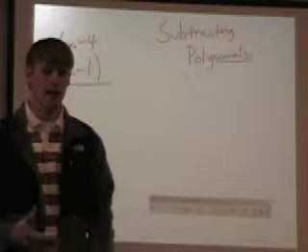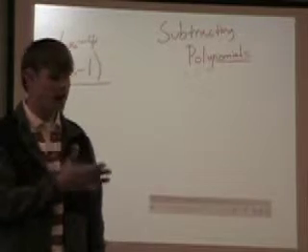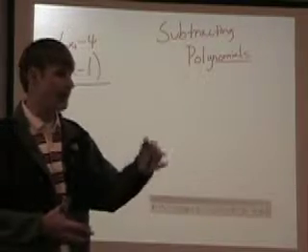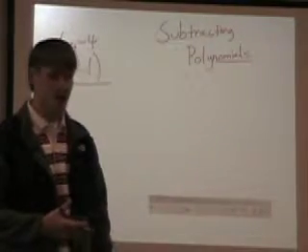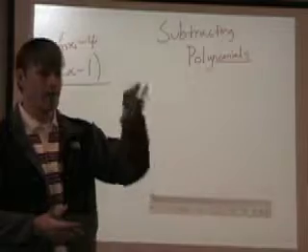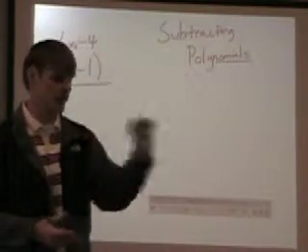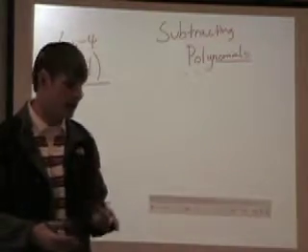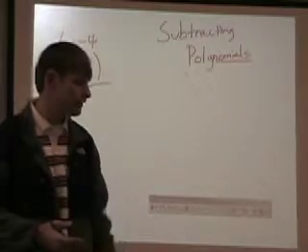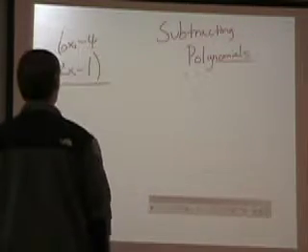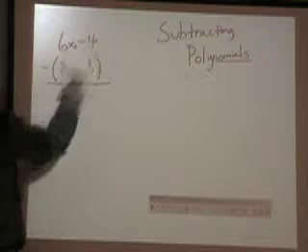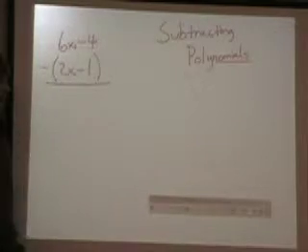Alright, so today we're going to subtract polynomials. Up to this point we've only added polynomials. In today's lesson we're going to learn that if we have a polynomial minus a polynomial, whether it's a trinomial, binomial, monomial, we're going to learn how to subtract it. Our first example is 6x minus 4 minus 2x minus 1.